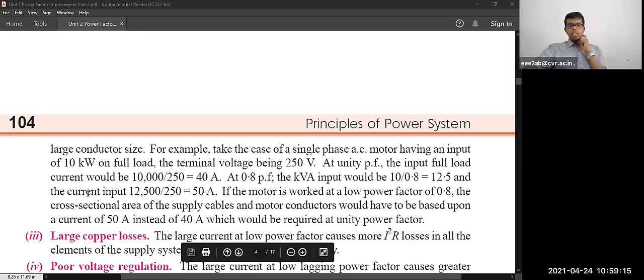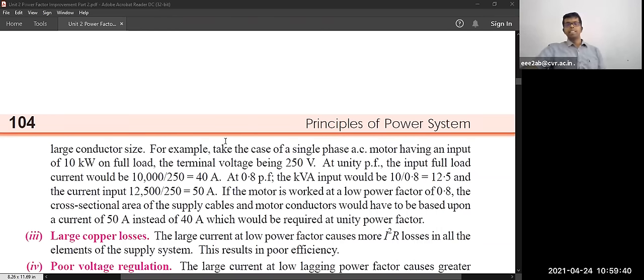So the current would be 12.5 kVA, that is 12,500 divided by 250, that is 50 amperes. So 10 amperes is increasing if you maintain the power factor at 0.8 in the industry. We have installed the conductor size, the wiring size, to carry 40 amperes, plus or minus 10.